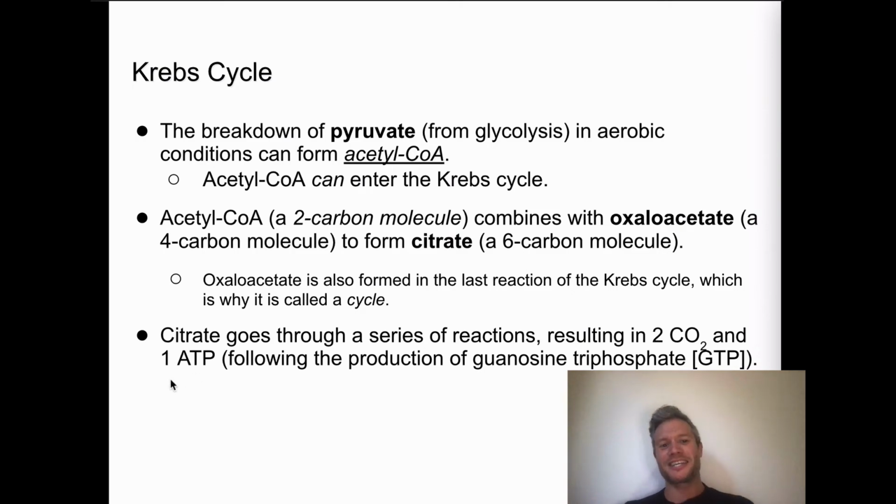So citrate, as I mentioned, goes through this whole process, and in the end, this is where we get some of our byproducts, such as carbon dioxide. We get ATP off of this, but one of the other key components is this is where we start shedding, let's say, a lot of our hydrogens and electrons.